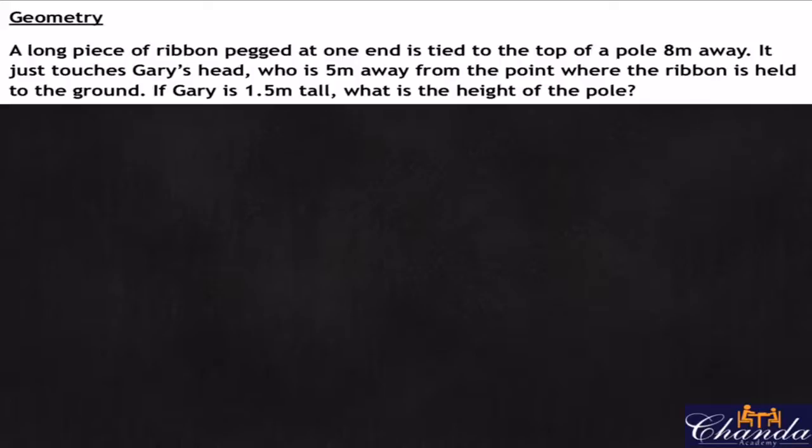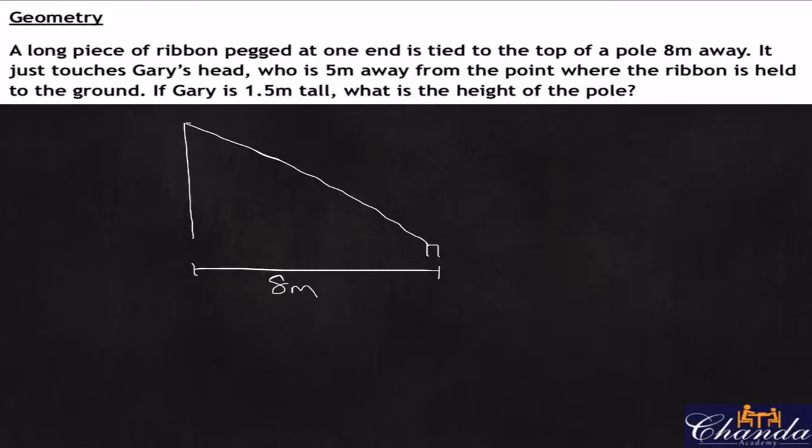Again, guys, I can't really express how important it is to draw out these scenarios to really be able to delve into them. So imagine that's the pole there. There's the ribbon that's been tied to the top of it and all the way to the ground there. And it says that this is 8 meters right there. So from the pole to the point that it's been pegged to the ground, it's 8 meters. Then there is Gary, who is standing right there. And Gary is 5 meters away from the point where it's been pegged to the ground.